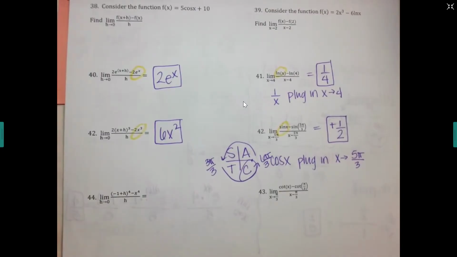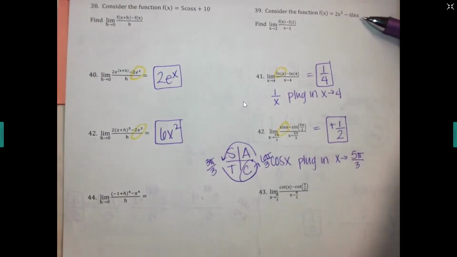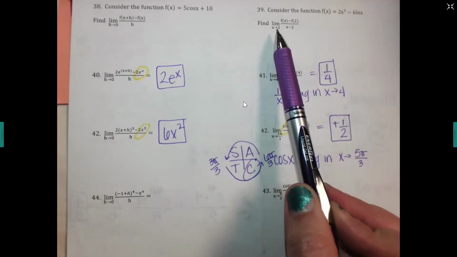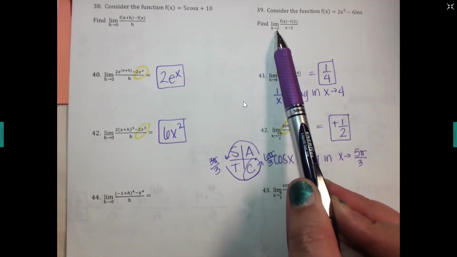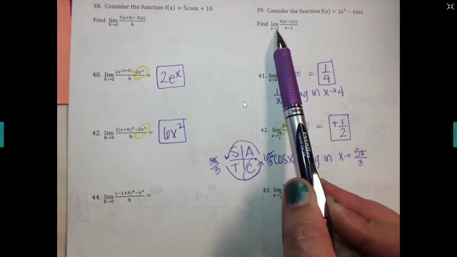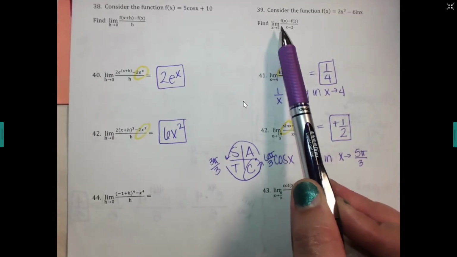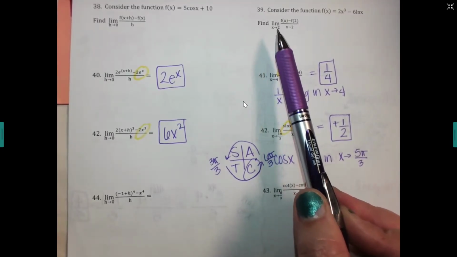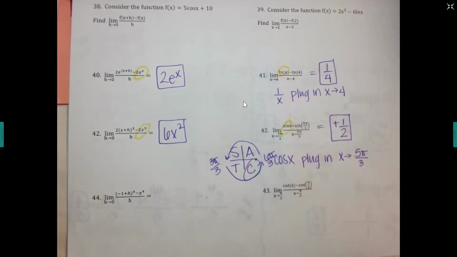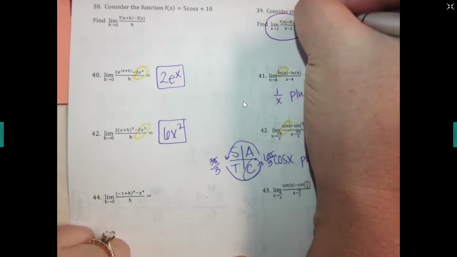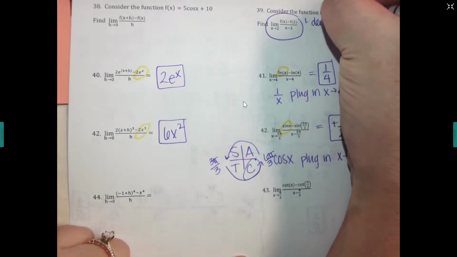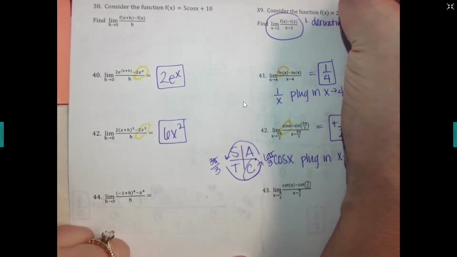All right, then on number 39, notice they're giving you the f of x separate. You're still going to do the exact same thing. So they're asking you to do this. What does this mean? Take the derivative, then plug in what? 2. So they're giving you the instruction in a weird way, but you can still do it. So this means take the derivative and then plug in 2.